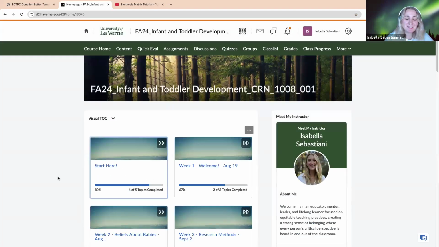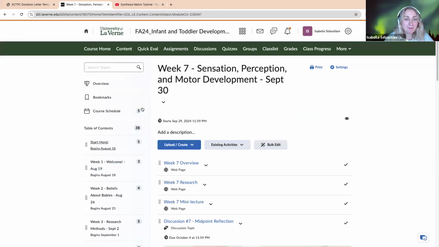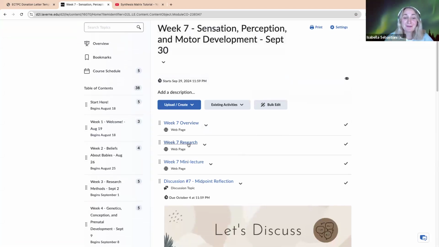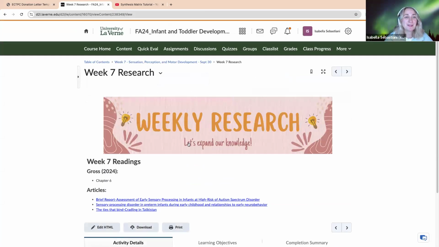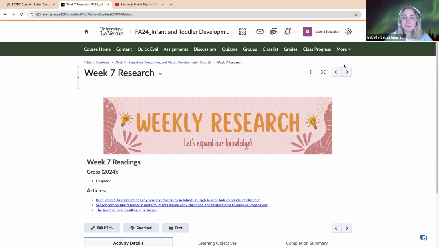This week we'll be looking at sensation, perception, and motor development. So obviously you found the overview, that's what you're currently watching. For week 7 research, we will be reading chapter 6 in our textbook, as well as these 3 articles: a brief report assessment of early sensory processing in infants at high risk of autism spectrum disorder, sensory processing disorder in preterm infants during early childhood and relationships to early neurobehavior, and then the ties that bind cradling and Tajikistan. So that is our research for this week.